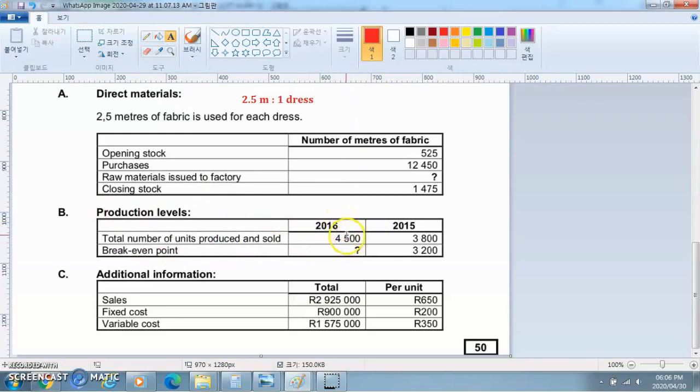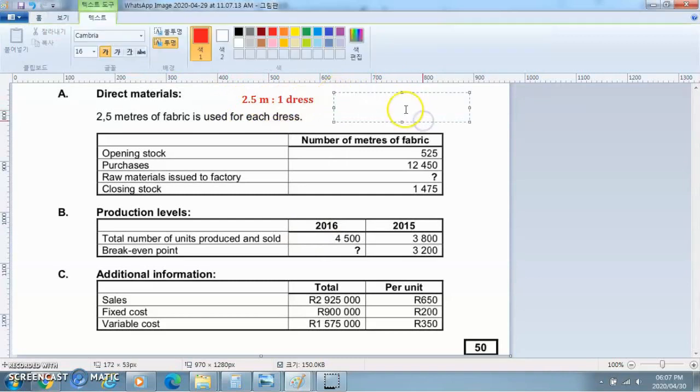So this is 4,500 dresses that were produced in the year, right? And we know here the meters of fabric that is usually used for each dress. So to work out the material that was used, we use this ratio that I was able to come up with: 2.5 meters actually makes one dress, right? So 2.5 meters is to one dress.